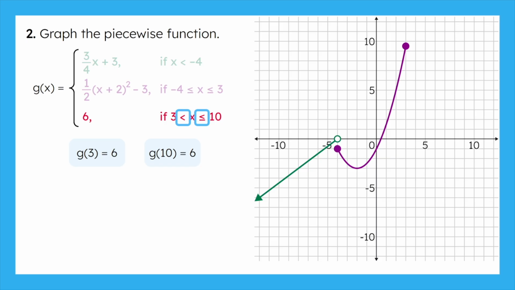The point at (3, 6) is plotted with an open circle, and the point at (10, 6) is plotted with a closed circle. Now we can fill in the interval between the endpoints, and again, because this piece involves a constant function, the output is 6 the whole way through, which looks like this. And now we have our completed piecewise graph.